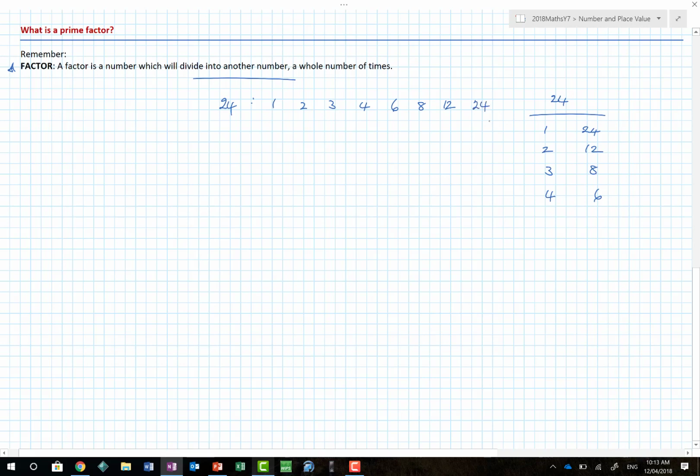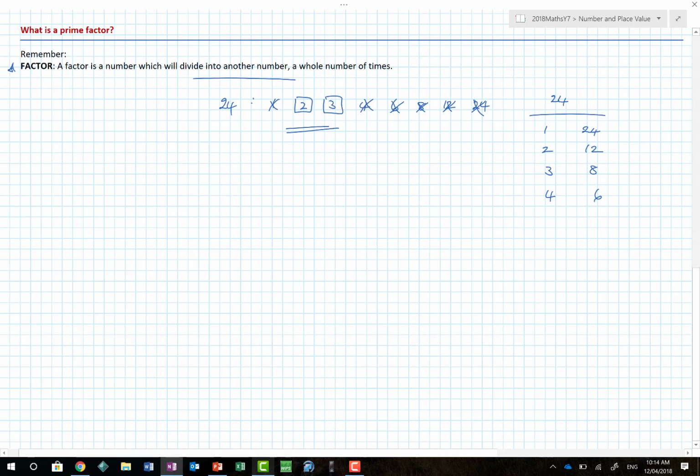And all we now need to do is try and work out which of these are prime numbers. Well, 1 isn't prime, 2 is, 3 is, 4 isn't, 6 isn't, 8 isn't, 12 isn't, and 24 isn't, because they're all even numbers. And so our prime factors of 24 are just 2 and 3.